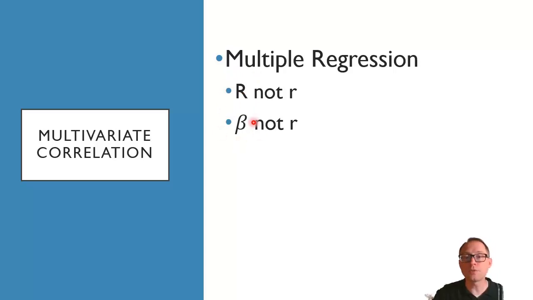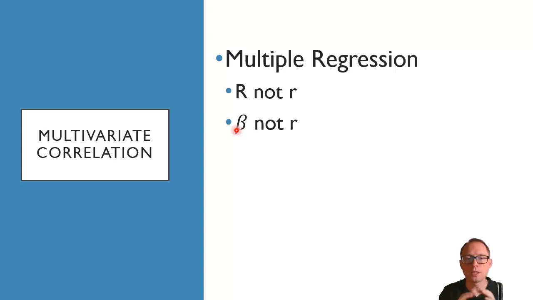And we're going to discuss what the differences are, but let me just tell you definitionally what they are. Capital R is the effect of all of the predictor variables on the outcome variable. Beta is the effect of one predictor variable on the outcome variable, independent of any other predictor variables, without the influence of any other predictor variables, controlling for the influence of any other predictor variables.